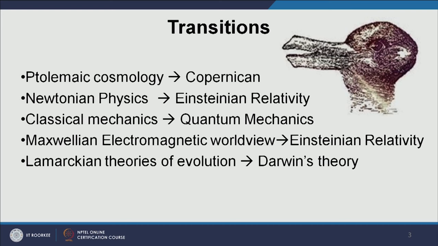Now let us look at some of the transitions or paradigm shifts in the scientific world in different fields and subfields. Ptolemy cosmology to Copernican model, Newtonian physics to Einsteinian relativity, classical mechanics to quantum mechanics, Maxwellian electromagnetic worldview to Einsteinian relativity, Lamarckian theory of evolution to Darwin's theory of evolution. These are the paradigm shifts in different fields and different subject domains.